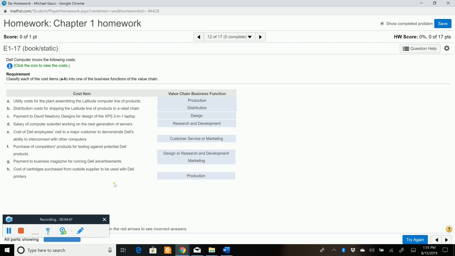Once again, we have R&D, we have design, we have production, we have marketing, customer service, and distribution in the value chain.